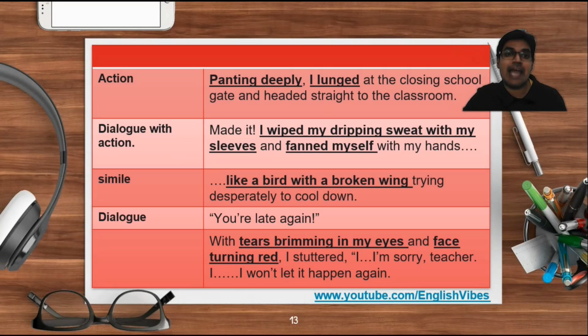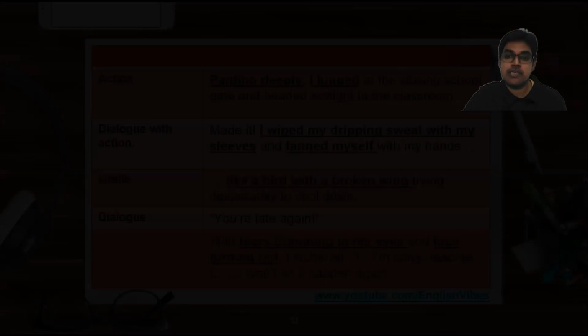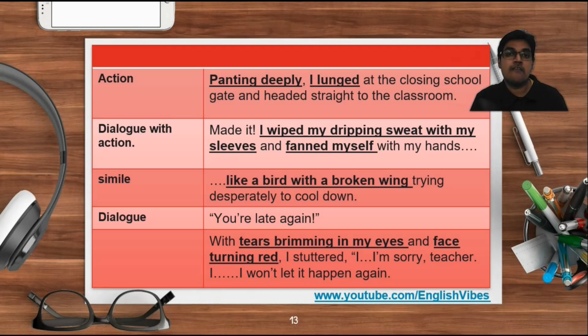Now let us look at how you can actually put in the ideas. I have put in the ideas for this statement in four categories. First, action. Second, a dialogue with action. Third, I add a simile. And again, I add a dialogue. And the last one with a dialogue and a statement there. Now let us look at action. Panting deeply, I lunged at the closing school gate and headed straight to the classroom. Instead of saying headed straight to the classroom, you can just say ran straight to the classroom.